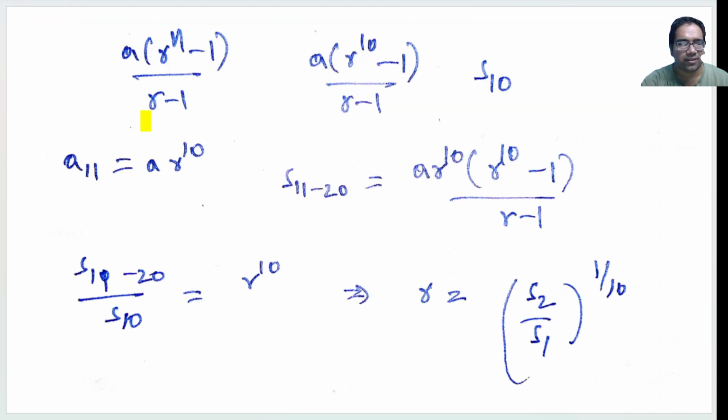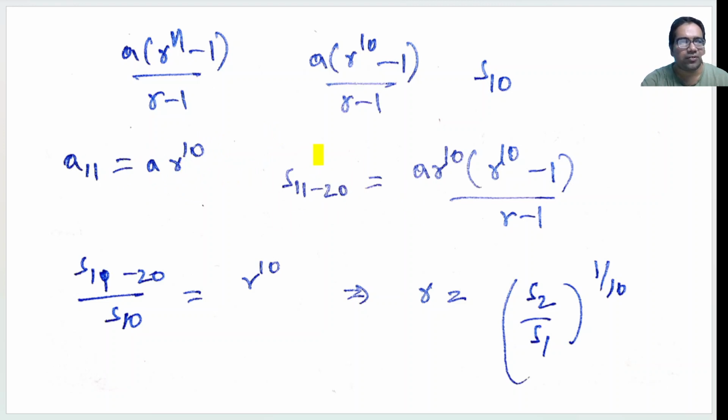Sum of the first 10 terms. What is it? The sum of terms in a GP is A times R power n minus 1 by R minus 1. We know this formula. So the sum of the first 10 is A times R power 10 minus 1 by R minus 1. So what is the 11th term? The 11th term is AR power 10, right? We start with AR power n minus 1 as the nth term, right? So AR power 10, that is the 11th term.